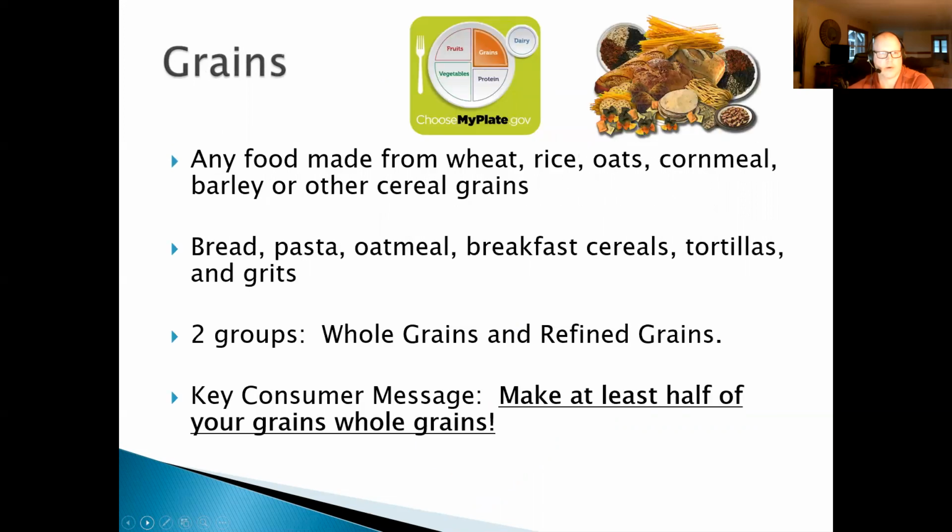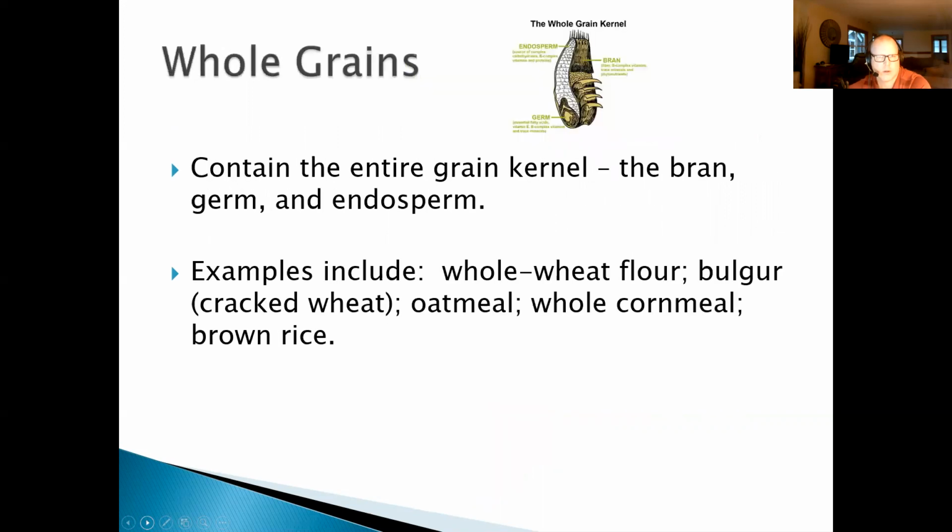Grains, next food group: any food made from wheat, rice, oats, cornmeal, barley, and other cereal grains. Bread, pasta, oatmeal, breakfast cereals, tortillas, and grits. 2 groups: whole grains and refined grains. Key consumer message: make at least half your grains whole grains. Whole grains contain the entire grain kernel, the bran, the germ, and the endosperm. Some examples include whole wheat flour, bulgur, which is cracked wheat, oatmeal, whole cornmeal, or brown rice.